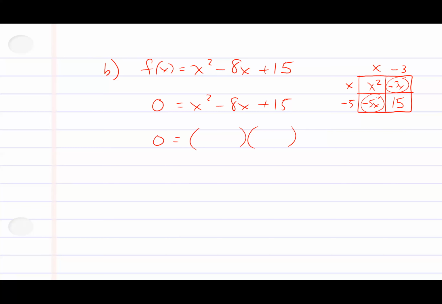Good. And so how about x minus 3, x minus 5, and just checking. Does that make sense to you guys? Is that right? That's the box method. I like the X box method. Yeah, the X box method goes like this.